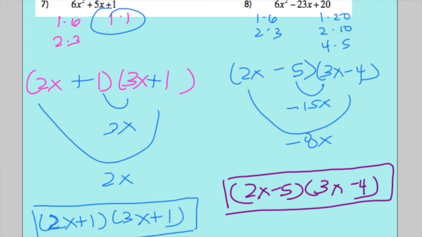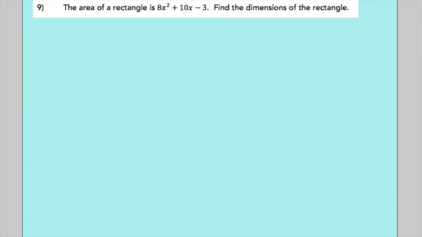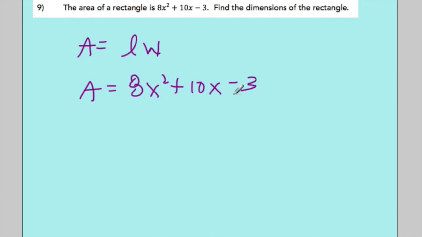One last problem on the note sheet. The area of a rectangle is 8x squared plus 10x minus 3. Find the dimensions of the rectangle. Okay, well, in this case, we know area of a rectangle is length times width. So I need to go ahead and figure out what 8x squared plus 10x minus 3 factors into. So I'm going to do guess and check. And I know my factors of 8 are 1 times 8 and 2 times 4. And that's it there. So I'm going to start with my 2 and 4 just to try it.